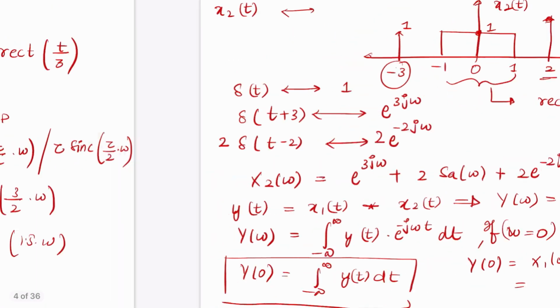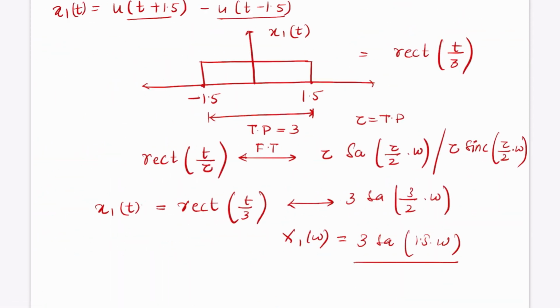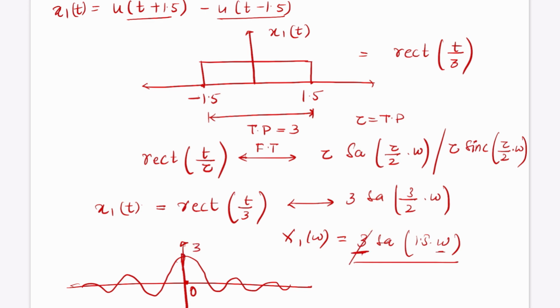So X1(0) is what? X1 is this function. When I put omega equal to 0, the sampling function looks like this. It is decreasing in amplitude, right? At 0, its value is this peak value, which is 1. But here I have a magnitude of 3, so its value will become 3 itself, right? So X1(0) will become 3.